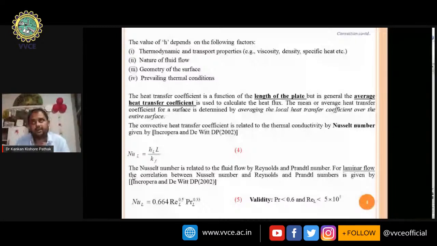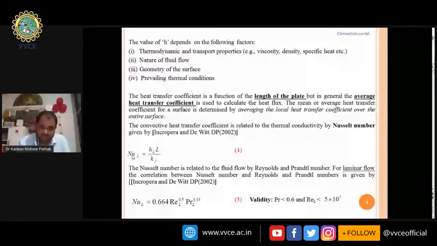Now the convective heat transfer coefficient is related to thermal conductivity by the Nusselt number, which is given in a book by Reynolds. It is the convection in the presence of conduction. It is a ratio of convective heat transfer to conductive heat transfer. Now the Nusselt number can also be related to the fluid flow by the Reynolds and the Prandtl number. Reynolds number plays a vital role in the case of forced convection. The modes of convection I will describe next.